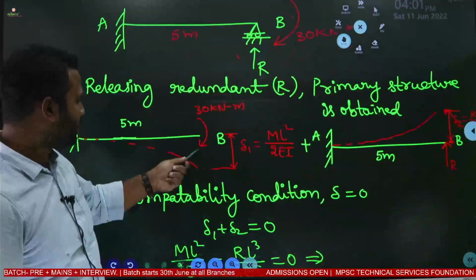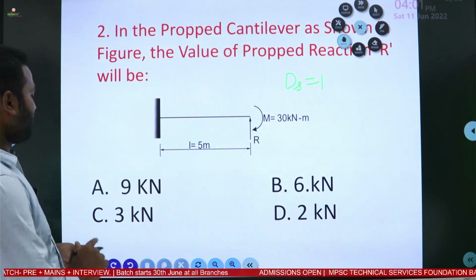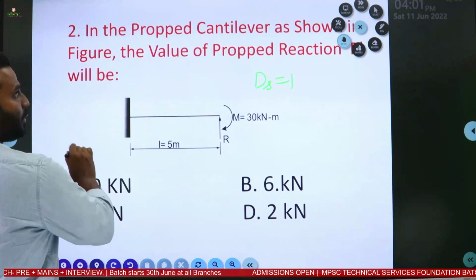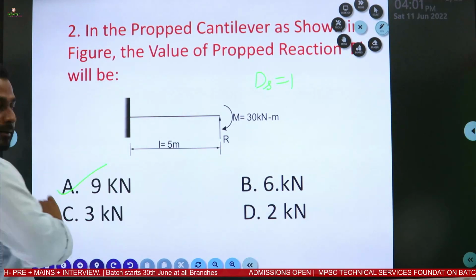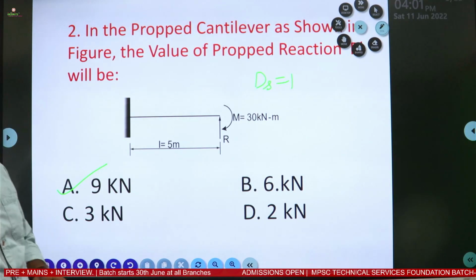So now what is the answer for this question? If you see, option A is the correct answer, right? Option A is the correct answer for this question. Okay, everyone. Next.